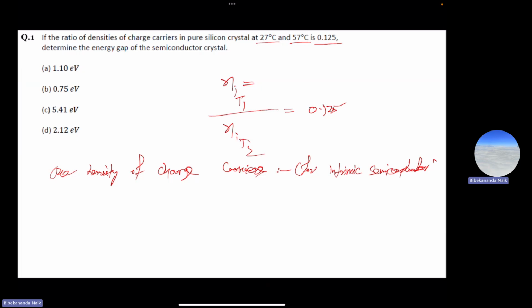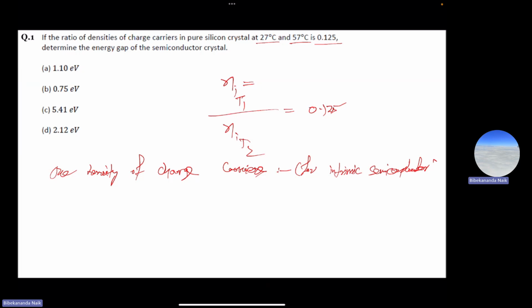Then the exponential, if you take it, will be 1 by 600 plus 1 by 660 kB, then it will be 0.867 times exponential of minus Eg by 6600 kB. If you divide 0.867 on the left hand side, 0.144 will be exponential of minus Eg by 6600 kB.